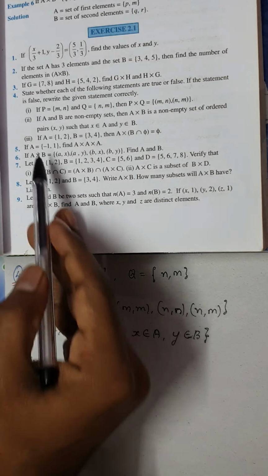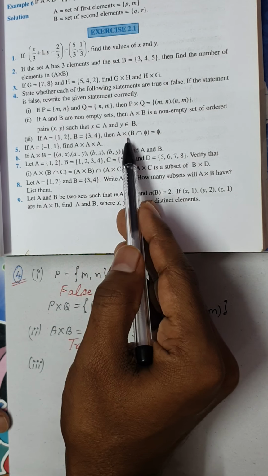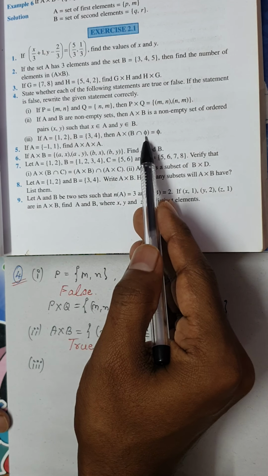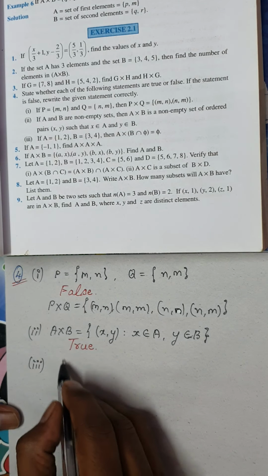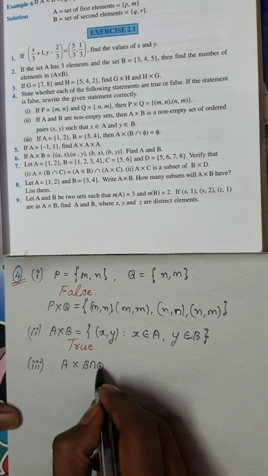Now look here. If A is equal to {1, 2}, B is equal to {3, 4}, then A cross B intersection null set is null set. Now I have to check. What happens to A cross B intersection null set?